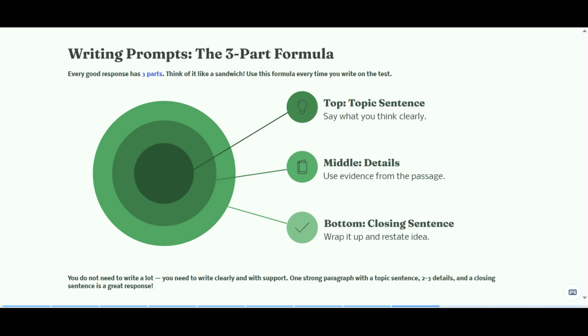You do not need to write a lot. You need to write clearly and with support. One strong paragraph with a topic sentence, 2 to 3 details, and a closing sentence is a great response.